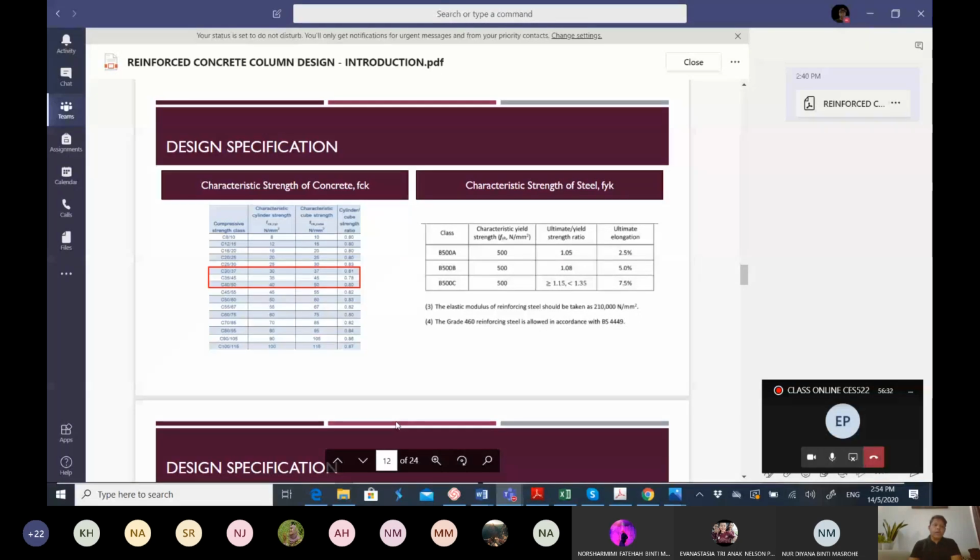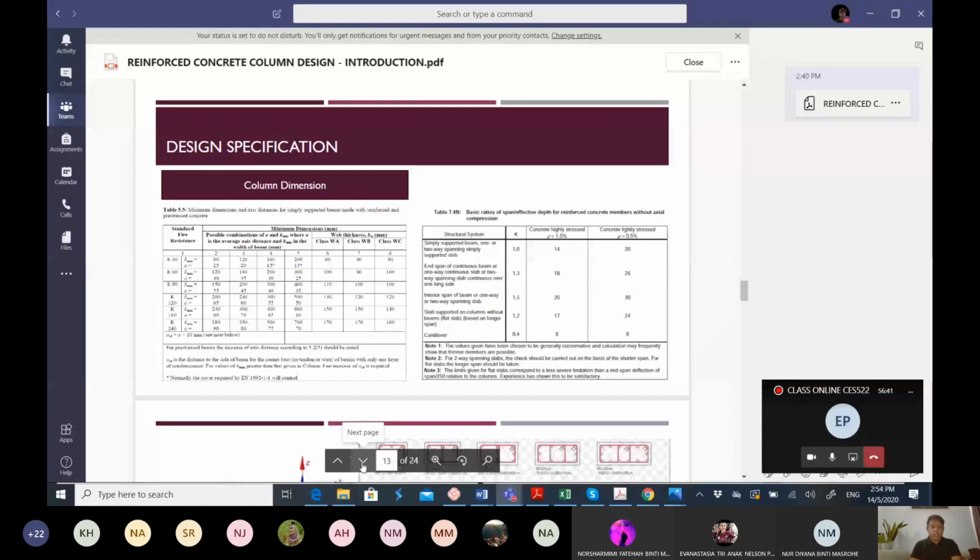Okay, for the column dimension here, I would like to explain to you again. Due to the fire resistance, we have to follow the simply supported beam, not continuous. So for example, if your R is 120, which is 2 hours, your B minimum is equal to 200, okay. It depends on how you would like to have your column dimension. For the span over depth, it uses this formula.